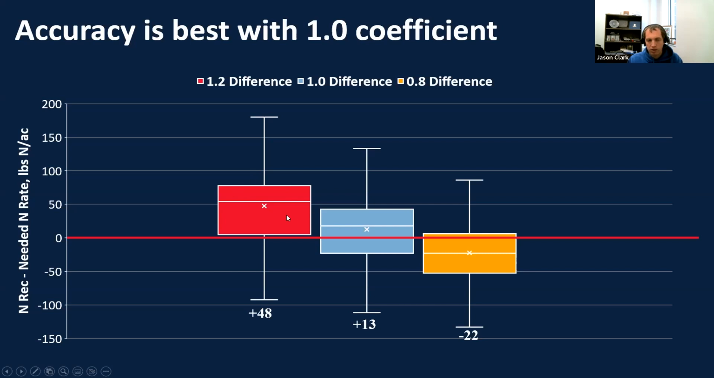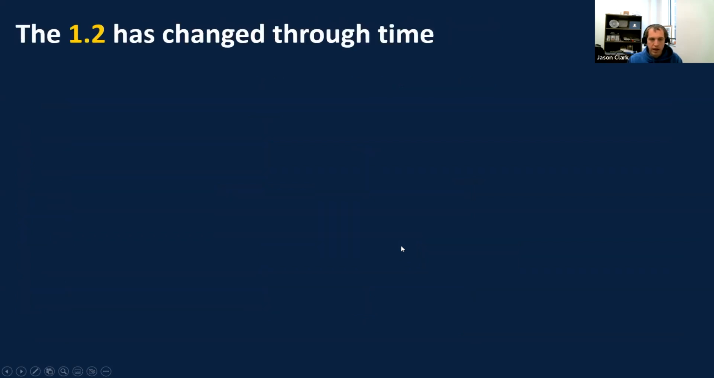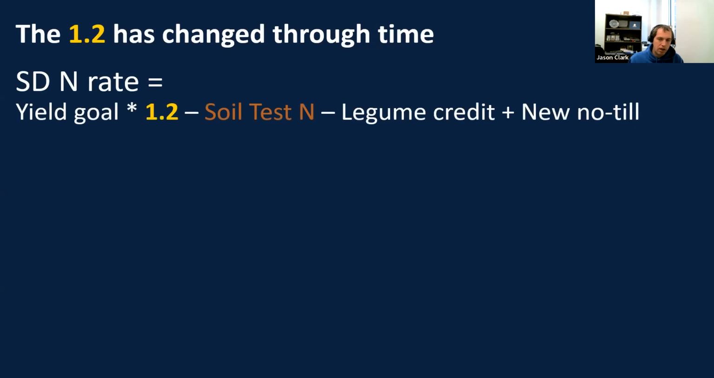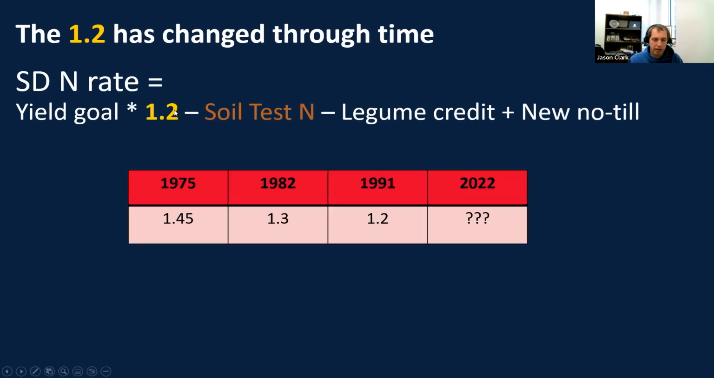The red 1.2 tends to overestimate, 0.8 tends to underestimate, and 1 is kind of straddling that line there. And this changing of the 1.2 isn't normal, isn't new. If we look at this equation right here, this 1.2 has actually changed throughout time. In 1975, we were 1.45, in '82 it changed to 1.3, in '91 we changed to 1.2. And if we look at 2022, the best numbers are that 0.9 to 1.